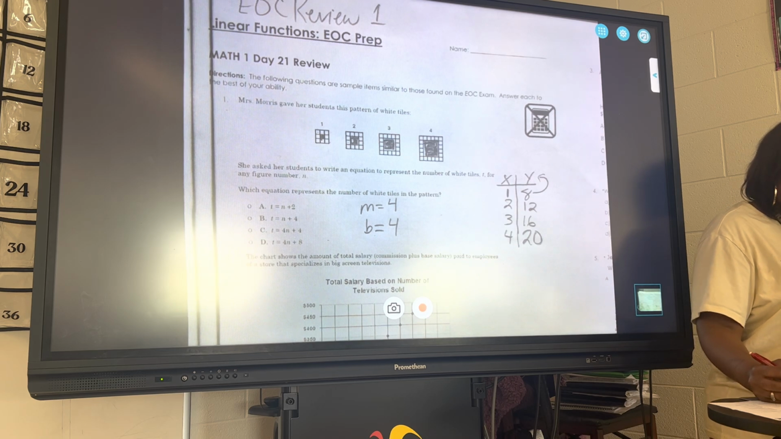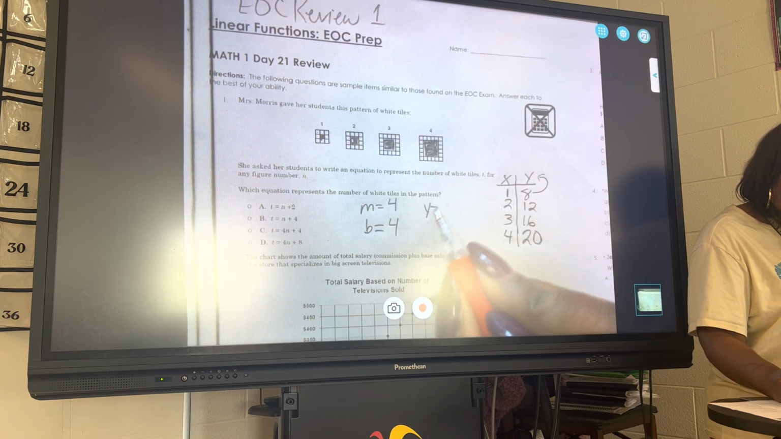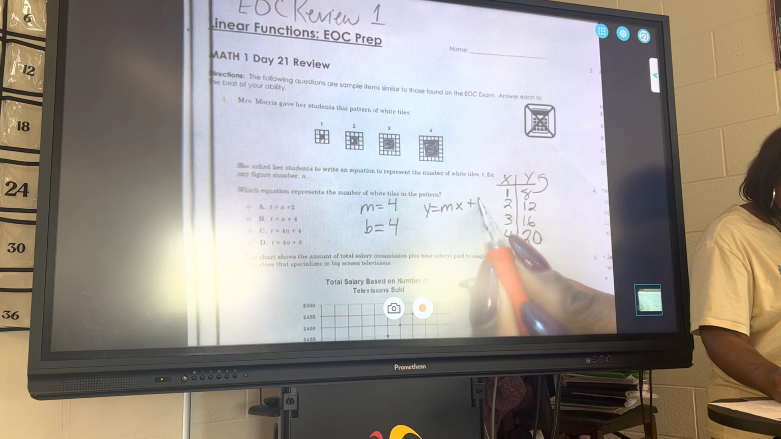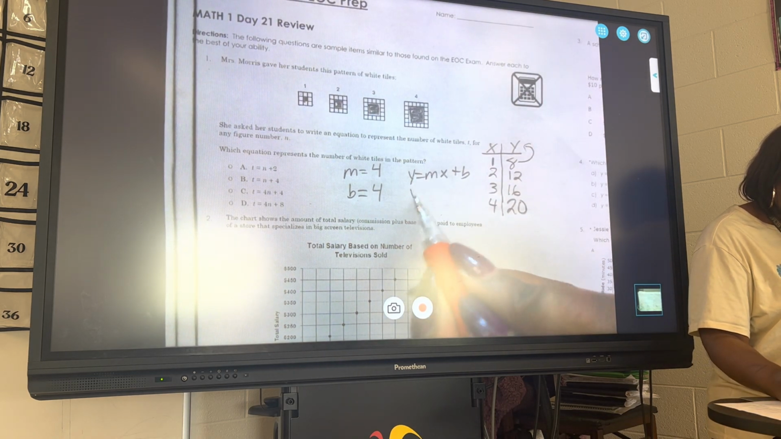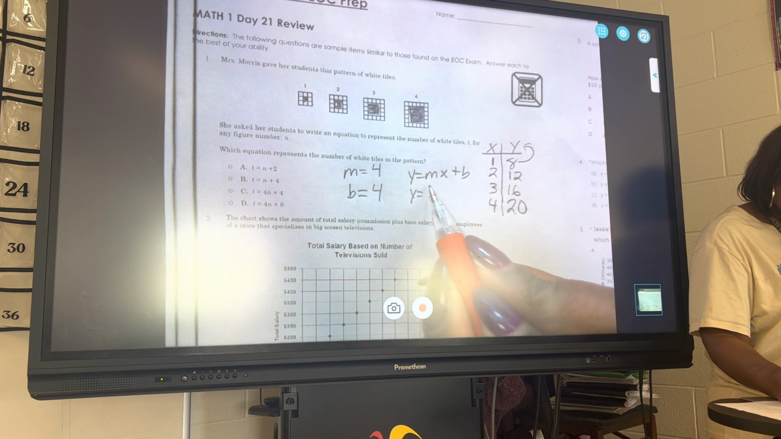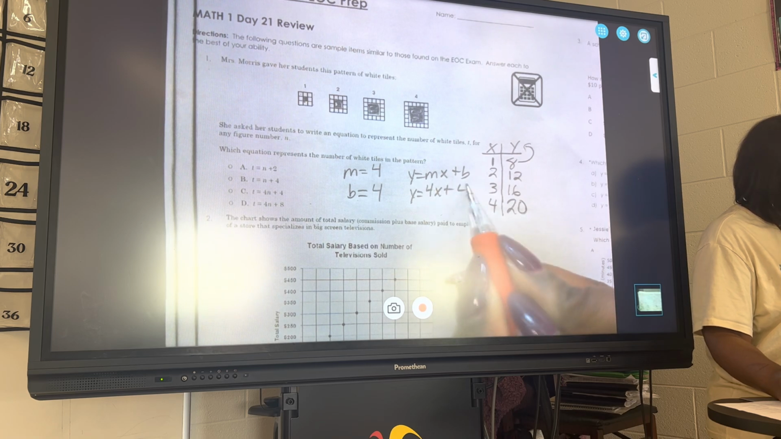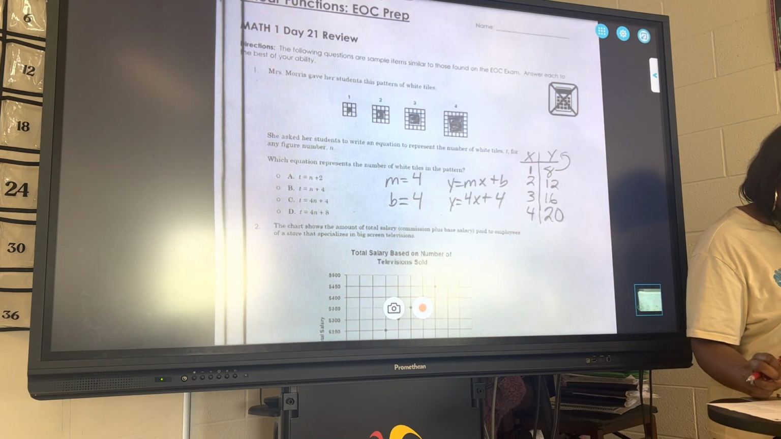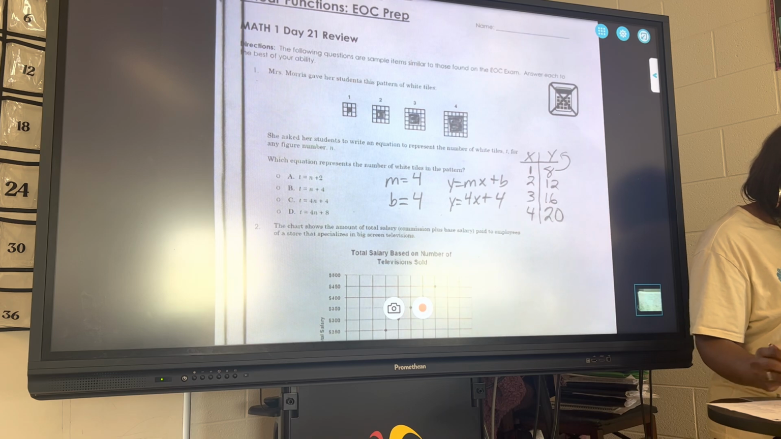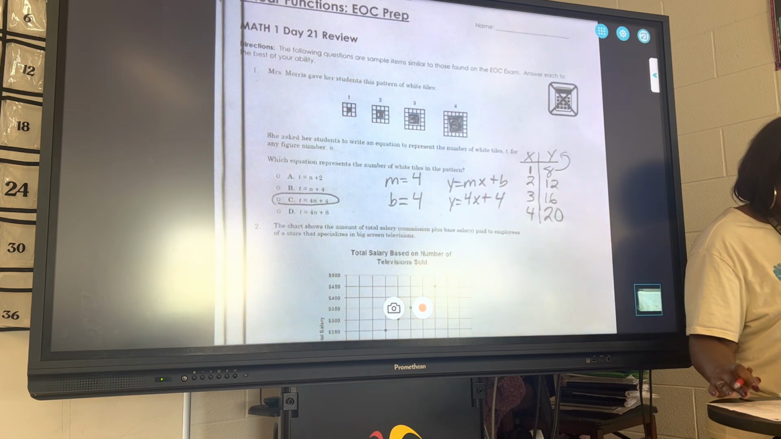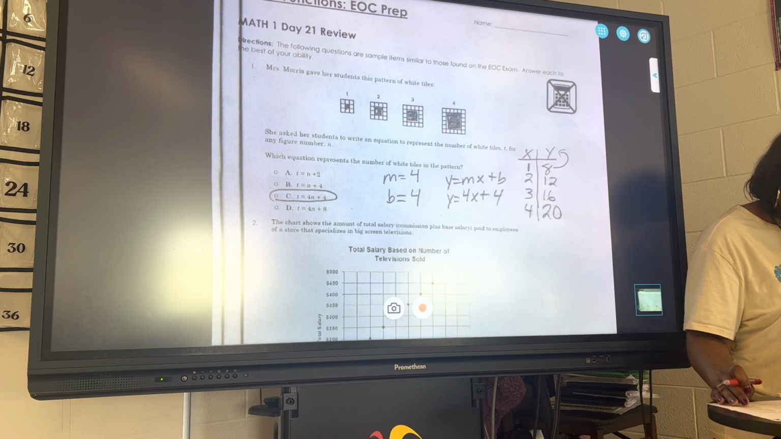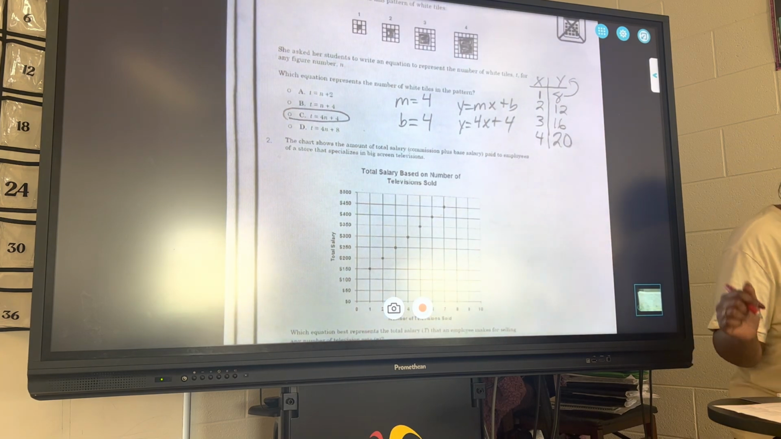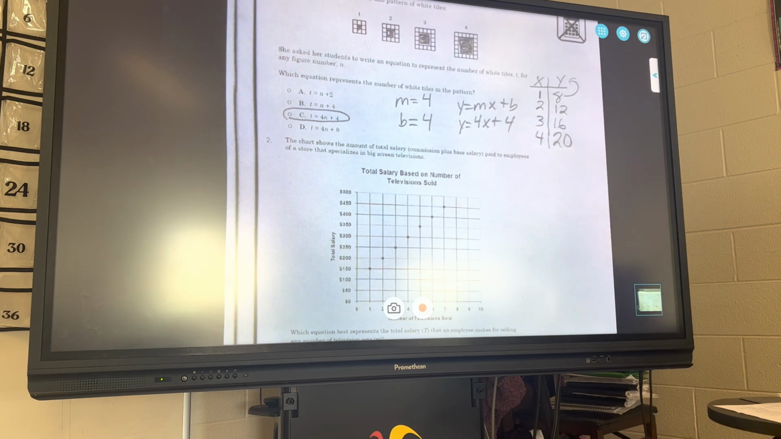So in order to write the equation, it's going to be in slope-intercept form, y equals mx plus b. What would be the equation for this? Mm-hmm. 4x plus 4, right? So what's the best answer here? C. Does that make sense to you? Okay. All right. Are you ready for number 2? Okay. Number 2, the chart shows, let me close the door so it's not loud.